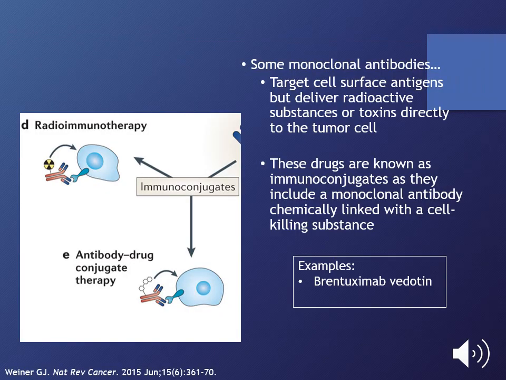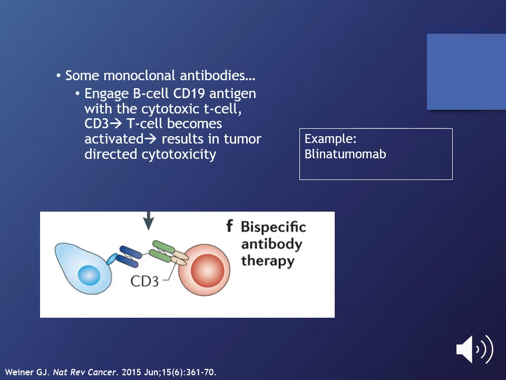Some monoclonal antibodies target cell surface antigens but deliver radioactive substances or toxins directly to the tumor cell of interest. These drugs are known as immunoconjugates, sometimes referred to as antibody drug conjugates, and they involve a monoclonal antibody that is chemically linked with a cell killing substance. An example of a drug classified as such is brentuximab vedotin, used in certain types of lymphoma. Some monoclonal antibodies bring the immune cell and the cancer cell together. It forms a complex. The T cell becomes activated, and then it results in tumor directed cellular cytotoxicity. And an example of this drug is blinatumomab.